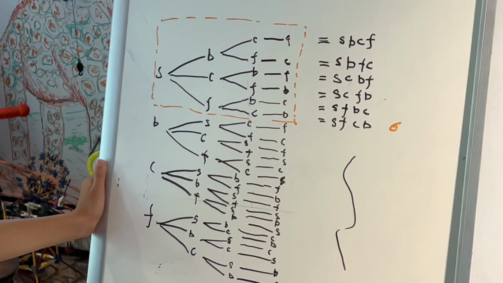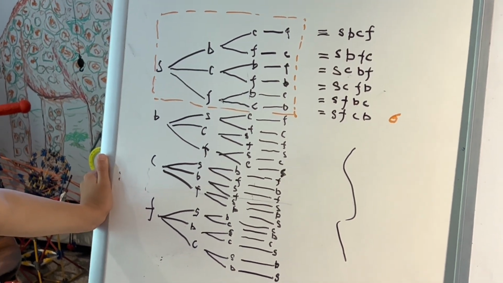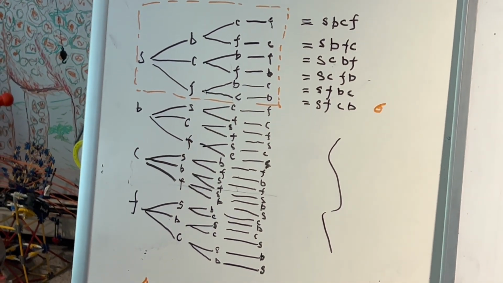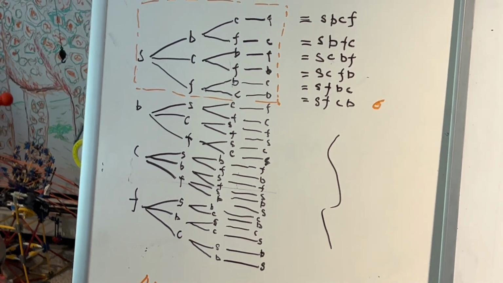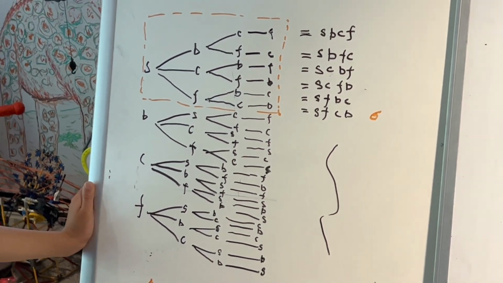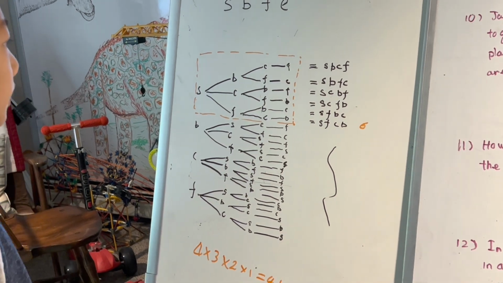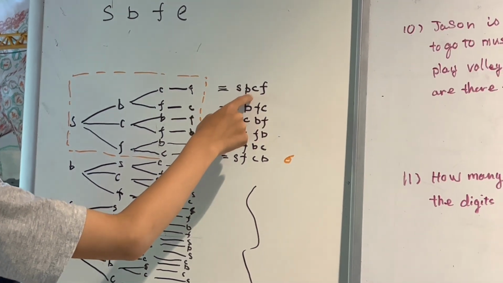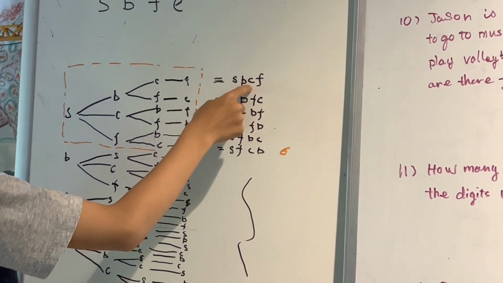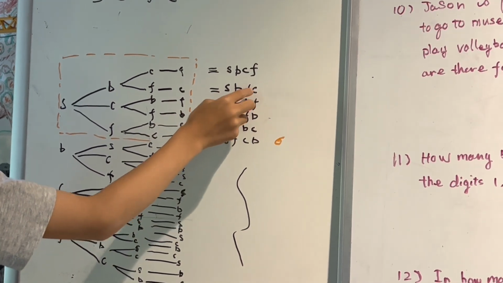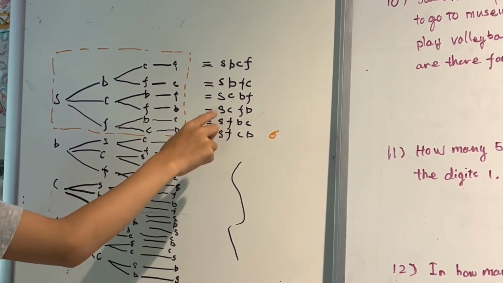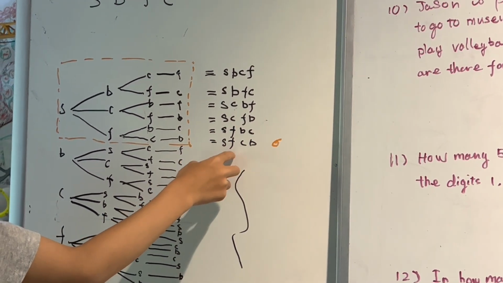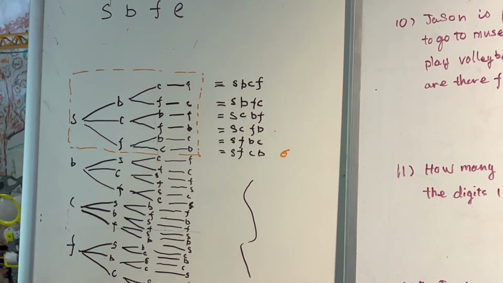But if you chose B to come next, then F would go next. Now if you chose F to go first, then B will go. After that you could choose B or C. If you choose B, then you would do C, but if you chose C, you do B. So the orders of these could be S, B, C, F; S, B, F, C; S, C, B, F; S, C, F, B; S, F, B, C; and S, F, C, B.